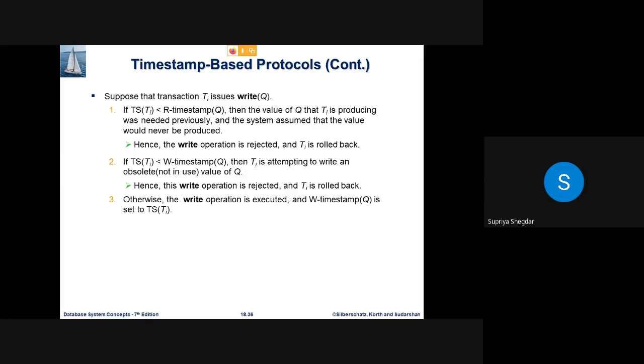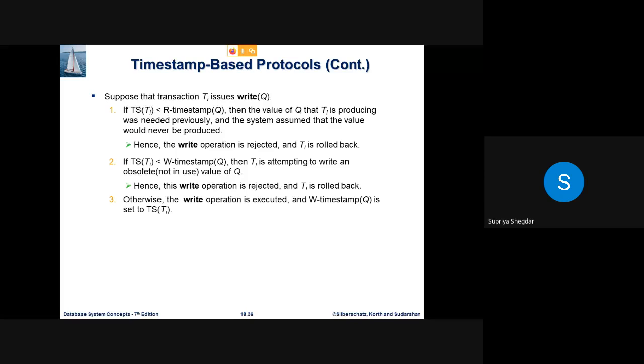Now again, a few conditions for the write operation. Suppose the transaction Ti issues the write operation, write of Q. Then in this case also, if the timestamp of the transaction is less than the R timestamp of Q, then the value of Q that Ti is producing was needed previously, and the system assumed that the value would never be produced.